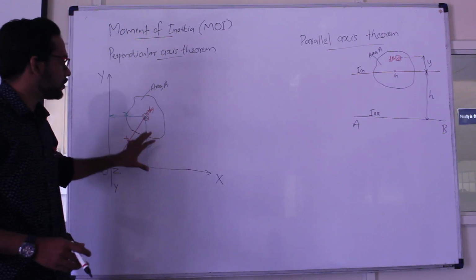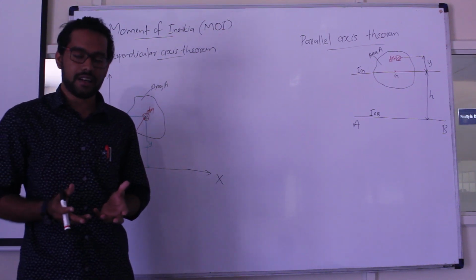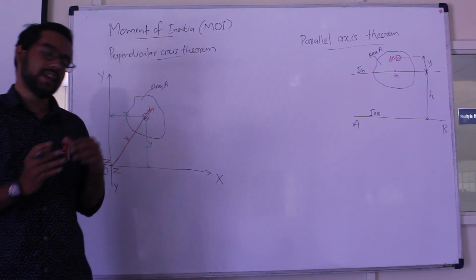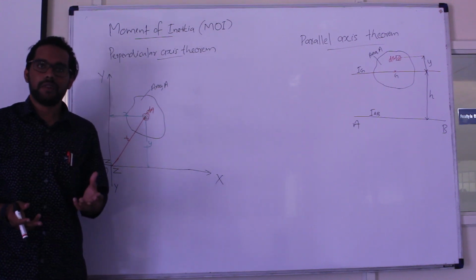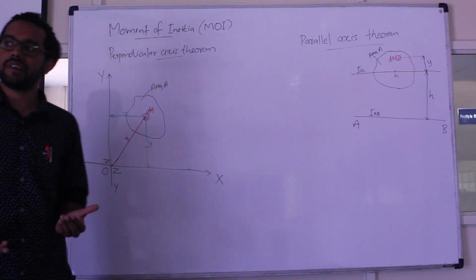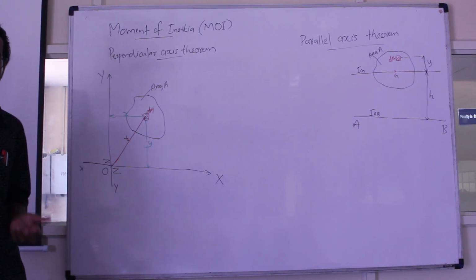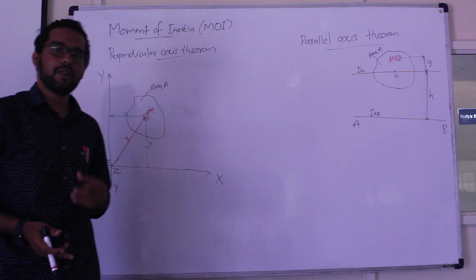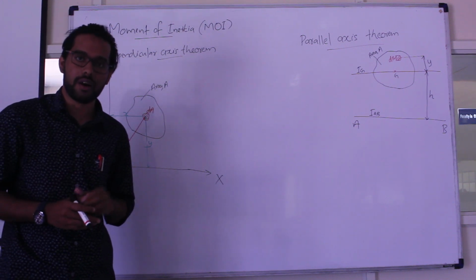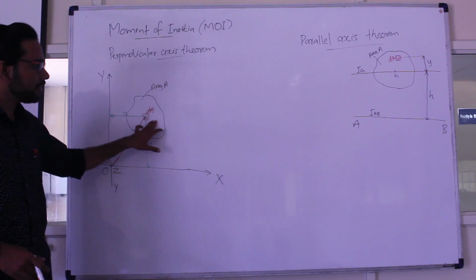So first we are going to derive the perpendicular axis theorem. The perpendicular axis theorem states that if Ixx and Iyy are the moments of inertia about two mutually perpendicular axes xx and yy, and zz is a third axis which is mutually perpendicular to the other two axes and passes through their point of intersection, then Izz will be equal to the sum of the moments of inertia about the other two axes, that is Izz equal to Ixx plus Iyy.